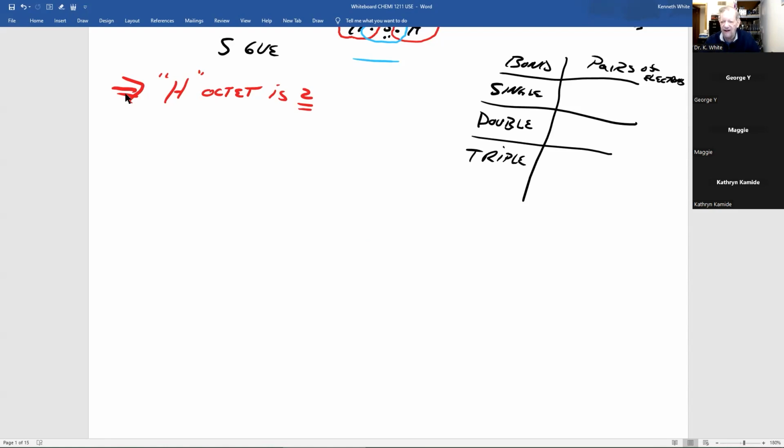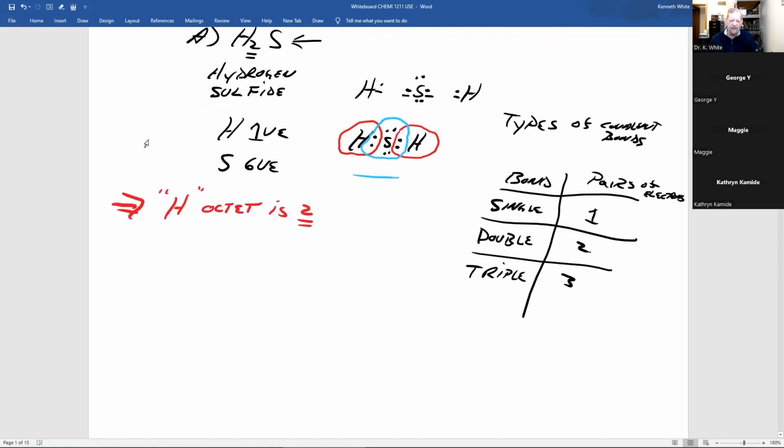So you have a single bond, which is 1 pair of electrons being shared between 2 atoms. You have a double bond, 2 pairs of electrons being shared between 2 atoms. And you have a triple bond, 3 pairs of electrons being shared between atoms. Let me rewrite the Lewis structure of hydrogen sulfide. What type of covalent bonds are in hydrogen sulfide? You know, the stinky stuff.